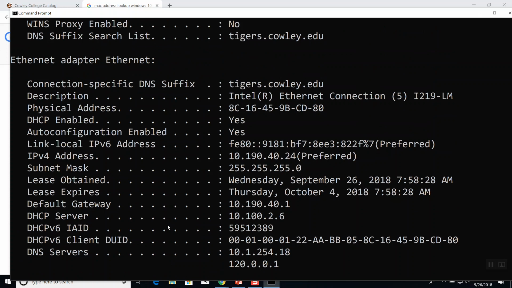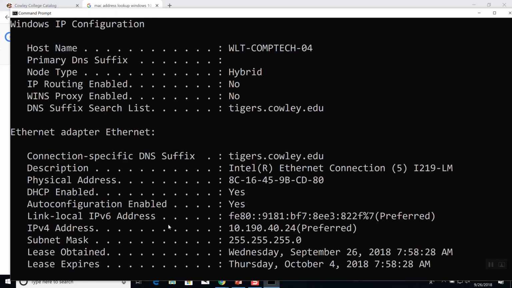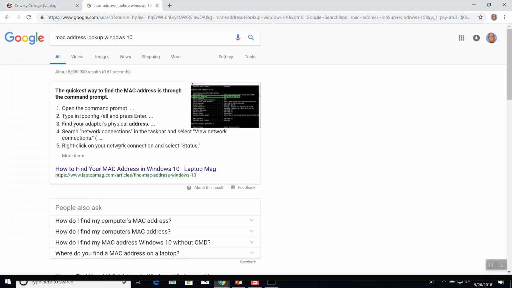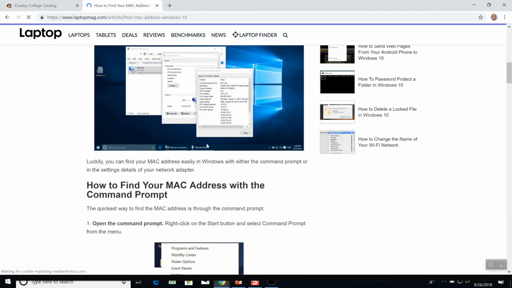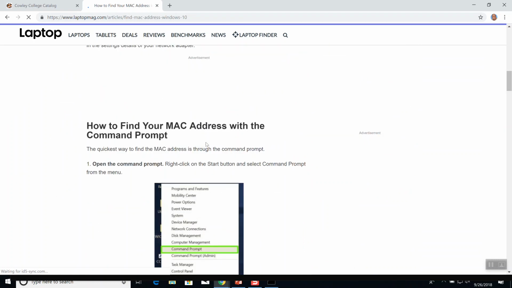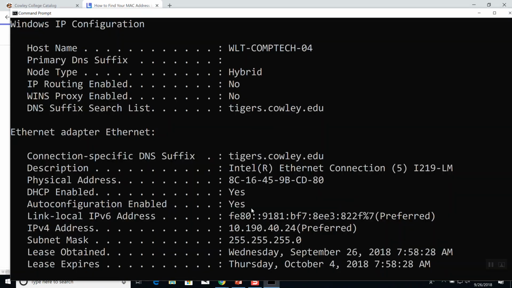Somewhere in here you'll find your MAC address. I think it's this physical address here. Network connections, view network connections. Okay, ipconfig /all. Yeah, physical address. So again, the MAC address here refers to this code.